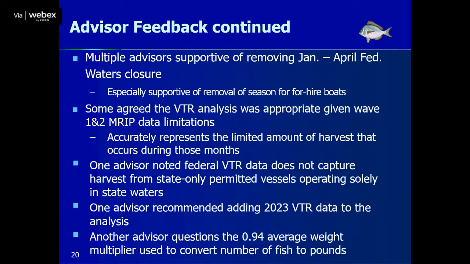Multiple advisors were also supportive of removing the January through April federal waters closure. One advisor was especially supportive of removing the season for the for hire sector and noted that removal of the closure would provide critical fishing opportunities without risk of overharvest. Other advisors who supported removing the season agreed with the VTR analysis presented today and felt that such analysis was appropriate given the wave one and wave two MRIP data limitations. And they felt the analysis accurately represented the limited amount of harvest that takes place during those months.